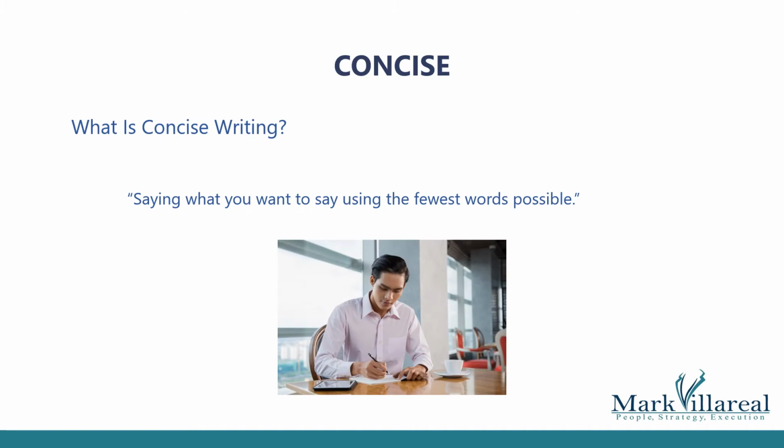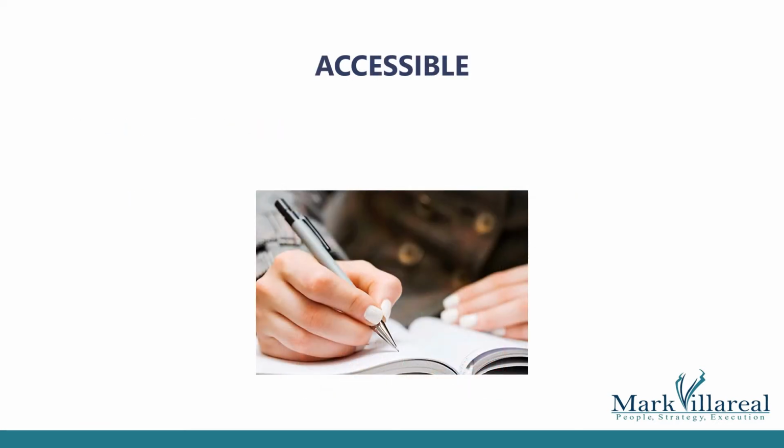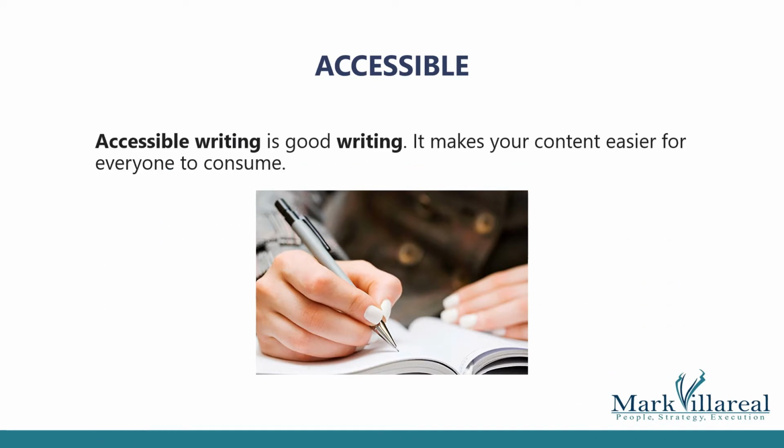This is why we ask, what is concise writing? Think about that. Concise writing, briefly defined, is saying what you want to say using the fewest words possible. So we now go to what is accessible writing. Accessible writing is good writing, but it makes your content easier for everyone to consume. So it's accessible, that it flows, it has the scannability within it, and it's easy to consume. That's where we talked about the grade levels as well.